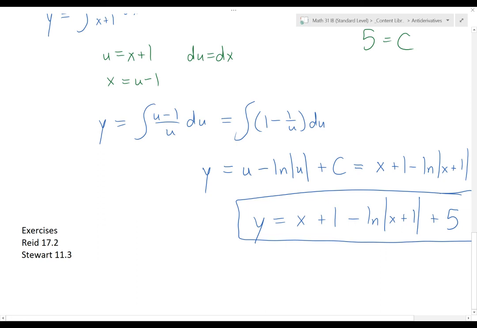So there you have it, 3 examples of slightly different scenarios where we can use substitution to make our lives a little easier.